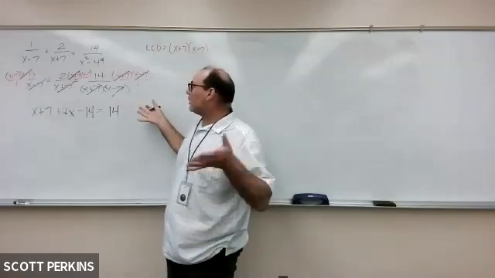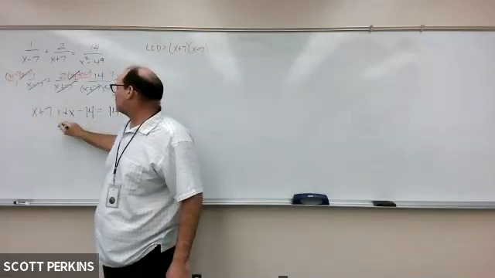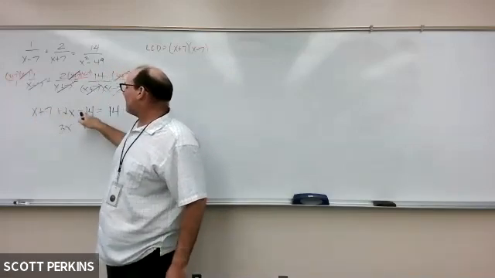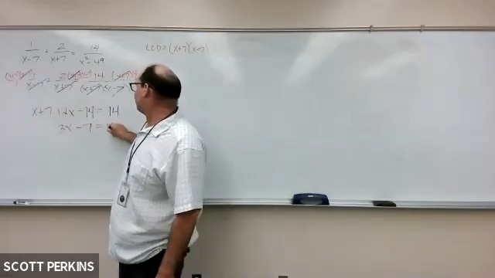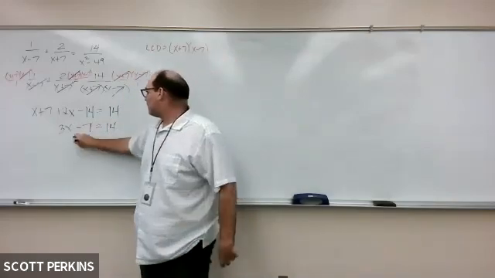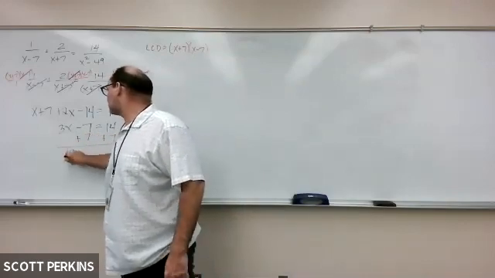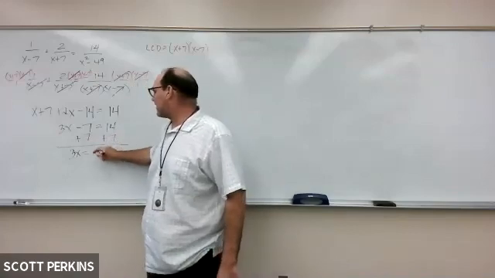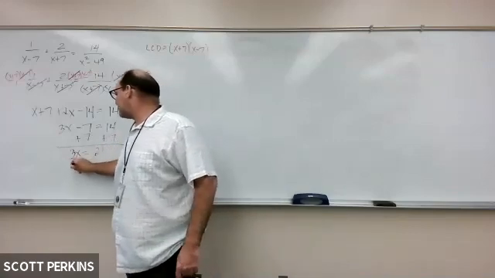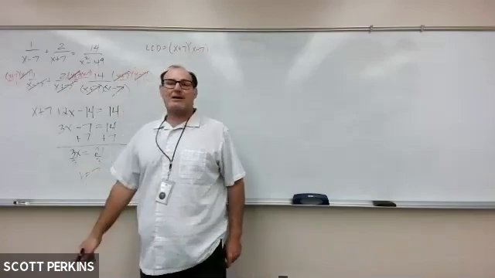Solving this linear equation, we did stuff very similar to this a while ago. X plus 2x is 3x, 7 minus 14 is negative 7. Two steps to the finish line. First one is to add 7. 14 plus 7 is 21. Second step is to divide by 3, and I get x is 7. If you got there, you did a great job.